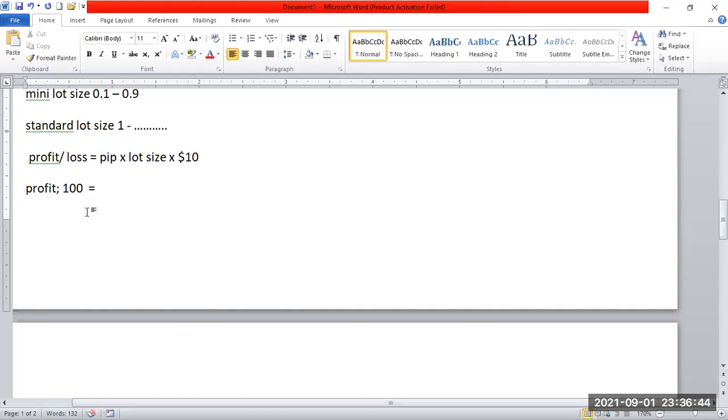So your profits, let's say you used a lot size of 50 on a 100 pip move. This would be 100 times 50 times 10. This one is like blood money. You'll be making $10,000 from a 100 pip move.